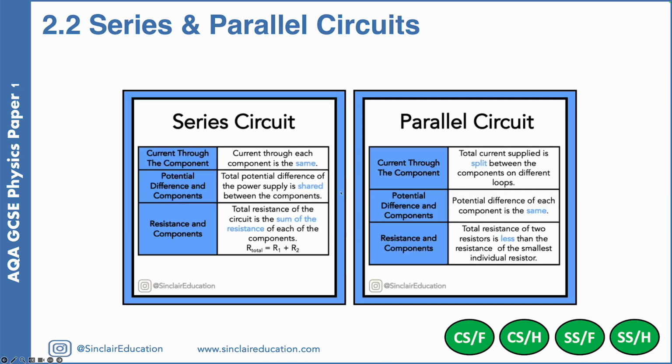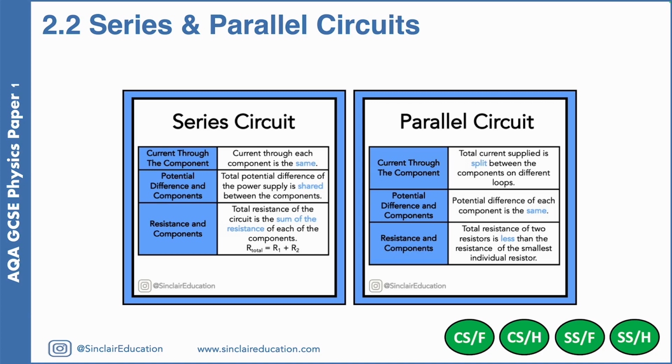Now to summarise, the general rules are that in a series circuit, current is the same, while in a parallel circuit, it's either split or shared. With potential difference, in series, this is shared, while in parallel, the potential difference across each branch is the same. With resistance, in series, it's the sum of everything, while in parallel, the total resistance is actually less than the smallest resistance component, or lowest resistance branch, that we've got in that circuit. So the rules are slightly different.